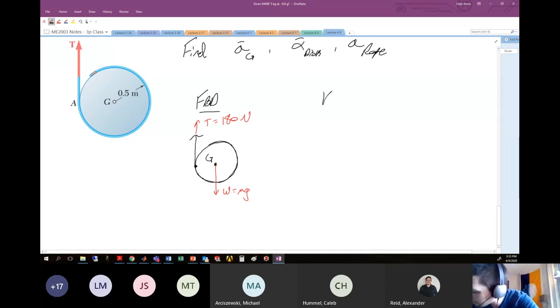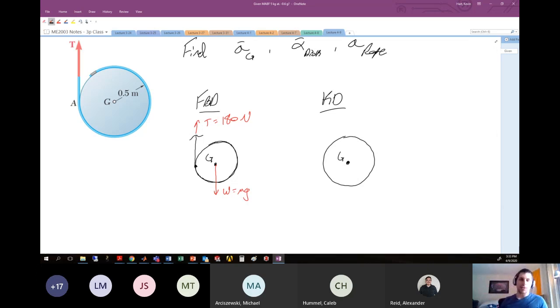Next, kinetic diagram. Draw my picture. Again, I have a center of gravity, G. Now my kinetic diagram. I don't necessarily know anything about the acceleration of this object, any linear acceleration or any angular acceleration. So what I have to do here is assume that there could be accelerations in all directions and see if I can solve for them.